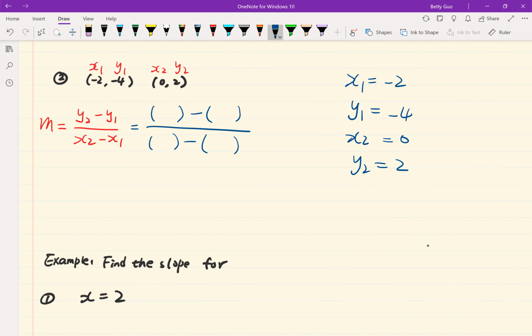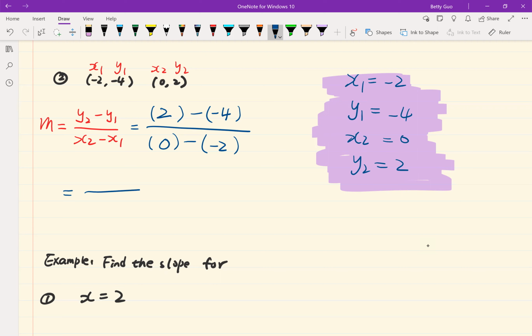In the numerator, what's y sub 2? Look at here. What is the y sub 2? 2, yeah, so you have a 2 here, right? What's y sub 1? Negative 4, so you put the negative 4 in the parentheses. Denominator, what's x sub 2? 0. What's x sub 1? Negative 2.